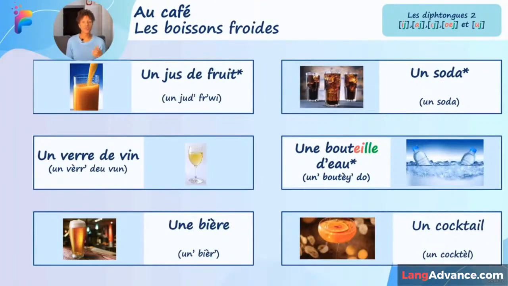Cold drinks. Un jus de fruits. Un verre de vin. Une bière. Un soda. Une bouteille d'eau. Un cocktail. You can always have a look at the PDF where you have more options when it comes to drinks, and it's also audio file so you can get the pronunciation right.